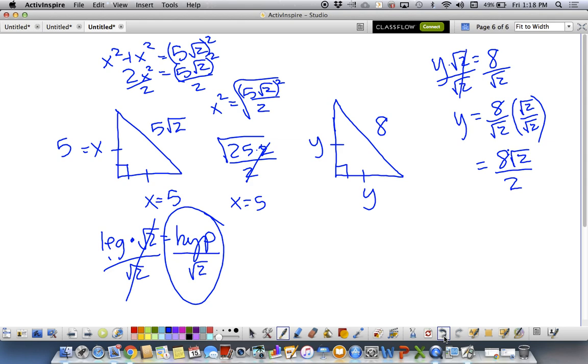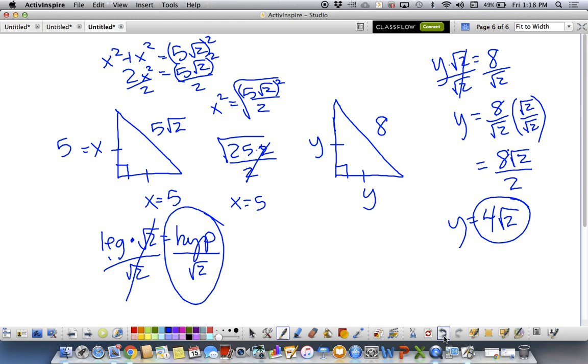Okay. Can you reduce? Yes. 8 divided by 2 is 4 times the square root of 2. Y equals 4 square root of 2. Can you just divide the hypotenuse by 2 and then put on square root of 2? That's so good. Technically the same answer.